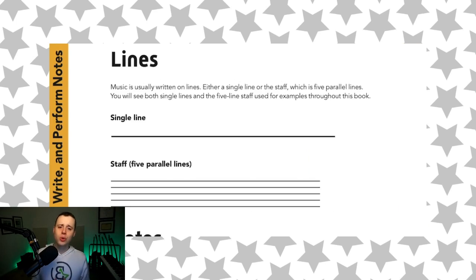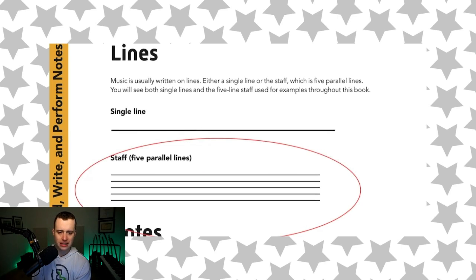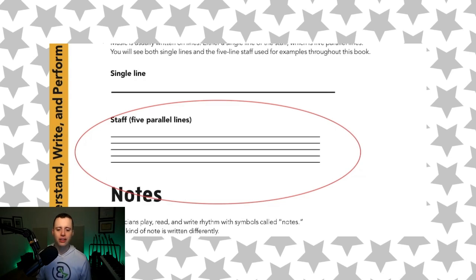In this lesson, you are going to understand all about lines. So music is usually written on lines, either a single line or the staff. The staff is 5 parallel lines, and you'll see examples in this book both using the single line and also the staff, which is the 5 parallel lines right here. So every time you see these 5 lines together in music, that's called the staff.